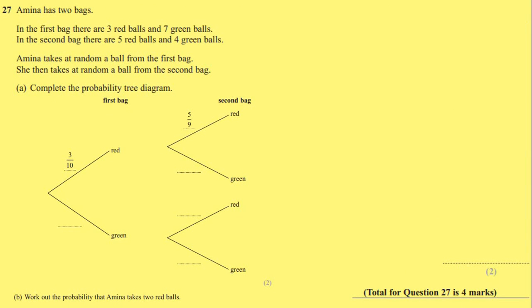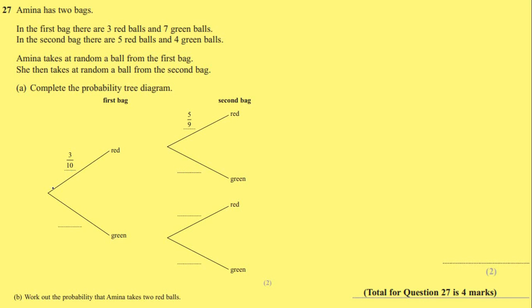Second to last question. There's question 27 and question 28, and then we're done. Amina has 2 bags. In the first bag, there are 3 red balls and 7 green balls. In the second bag, there are 5 red balls and 4 green balls. Amina takes at random a ball from the first bag, and then she takes a random ball from the second bag. Complete the probability tree diagram.